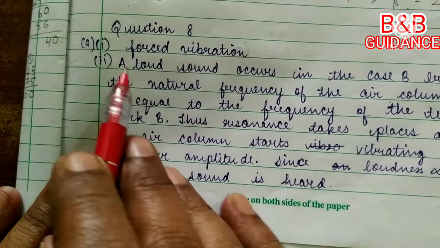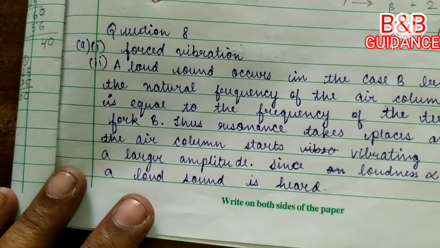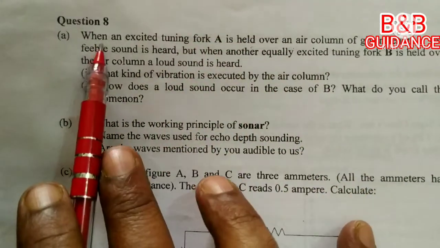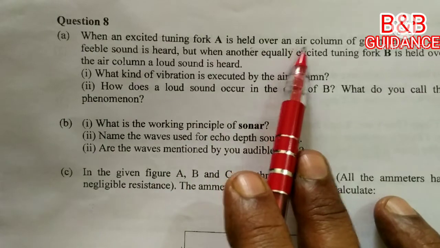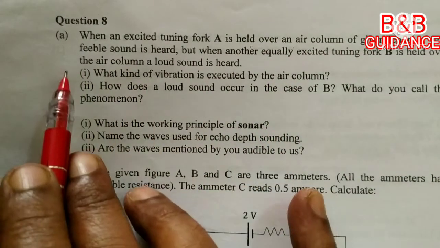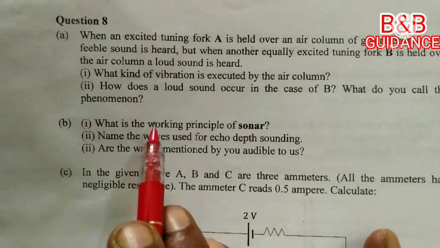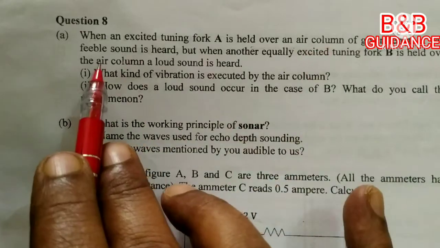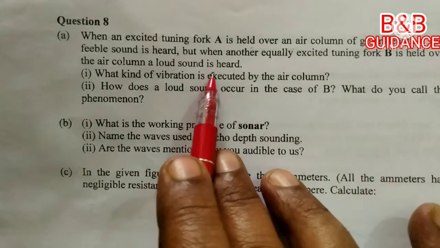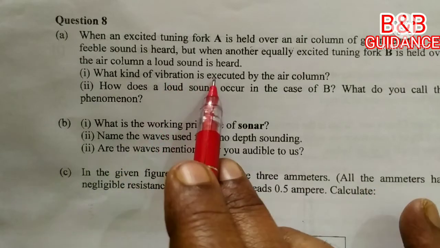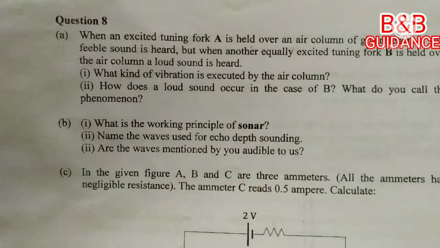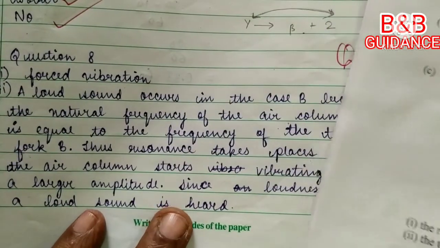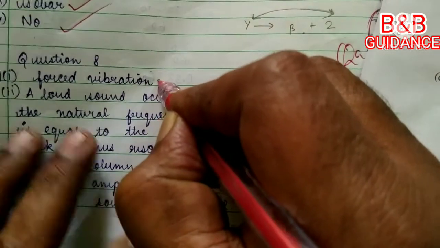Okay, here the child has attempted one more question, that is question number 8. So let us go for that. When an excited tuning fork A is held over an air column of given length, a very feeble sound is heard, but when another equally excited tuning fork B is held over the air column, a loud sound is heard. What kind of vibration is executed by the air column? You know that the vibration executed by the air column is nothing but forced vibration, correct?